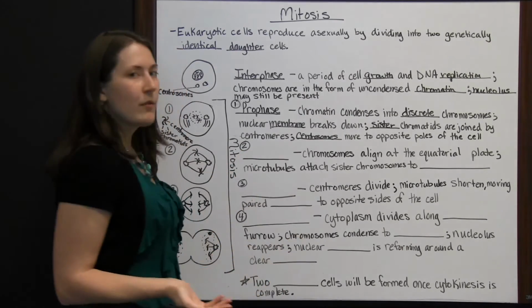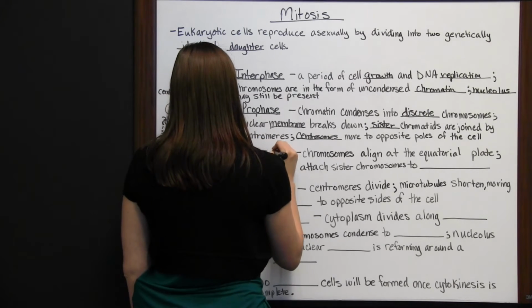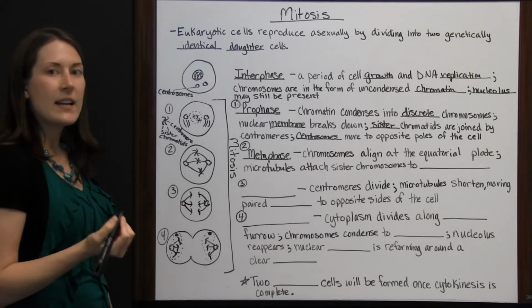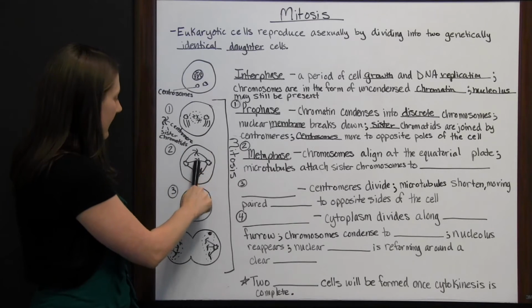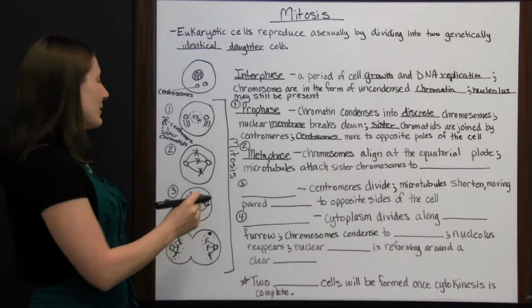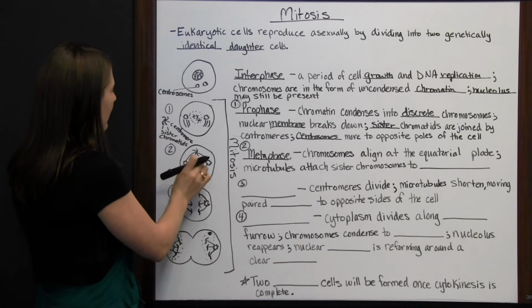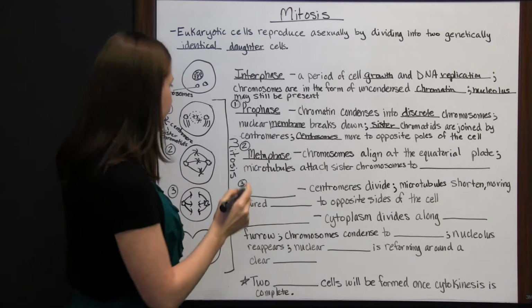And now we're ready to move on to our next phase, which is metaphase. In metaphase, the chromosomes align at the equatorial plate. So where they're kind of just all over the place, they've lined up at the equatorial plate, which means that it's equally distanced from both of those centrosomes that have spaced themselves out at either pole.